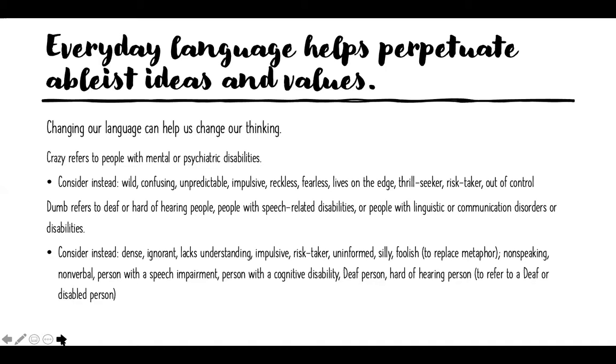control. Next one, dumb refers to deaf or hard of hearing people, people with speech-related disabilities, or people with linguistic or communication disorders or disabilities. So a number of folks. Consider instead, if metaphor, dense, ignorant, lacks understanding, impulsive, risk taker, uninformed, silly, foolish, or to replace metaphor, or non-speaking, non-verbal, person with a speech impairment, person with a cognitive disability, deaf person, hard of hearing person, to refer to a deaf or disabled person.